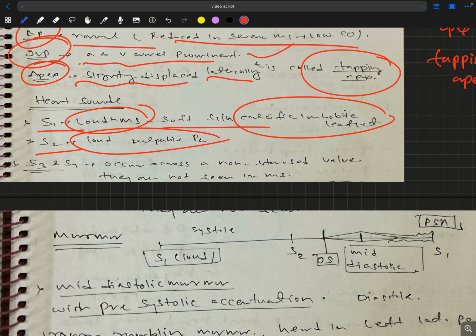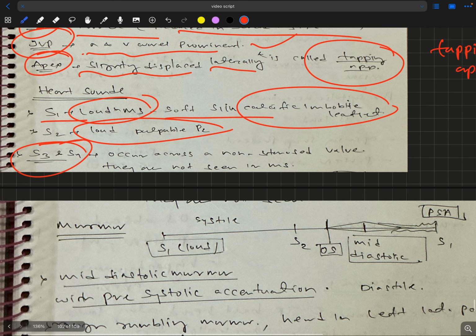If there is development of pulmonary hypertension, then the S2 can be loud and P2 can be palpable. S3 and S4 occur only across a non-stenosed valve, so they are never seen in case of MS.